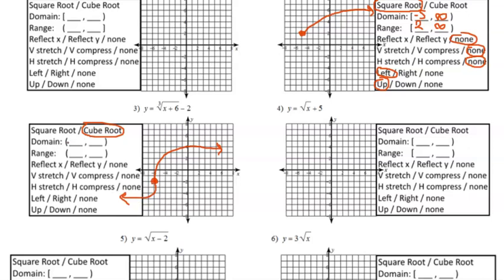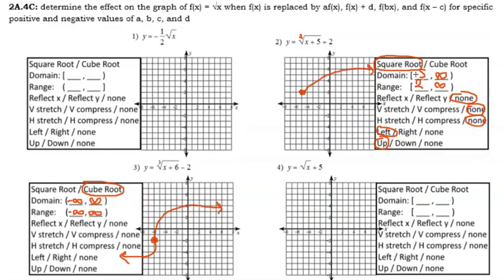So the domain is all real numbers, negative infinity to positive infinity. The range is also all real numbers, negative infinity to positive infinity. If you ever have an odd degree function, the domain and range will be all real numbers. If it's even, like the square roots though, it may not be all real numbers.